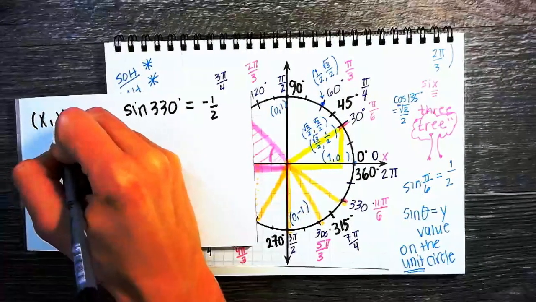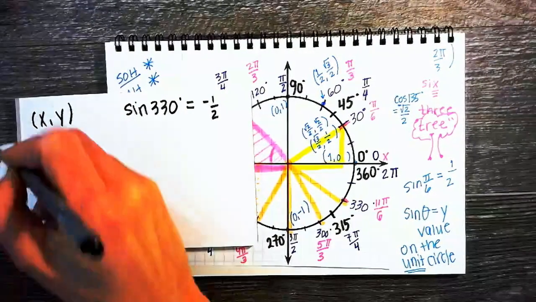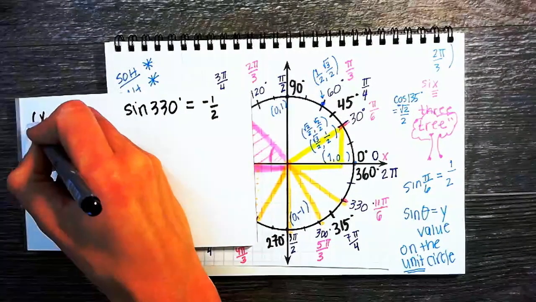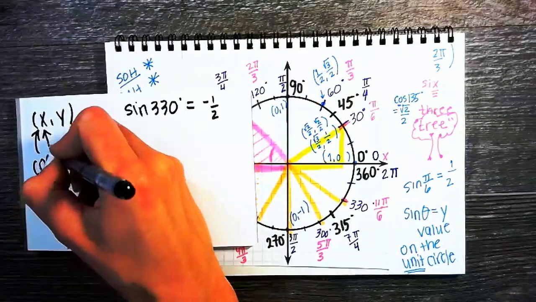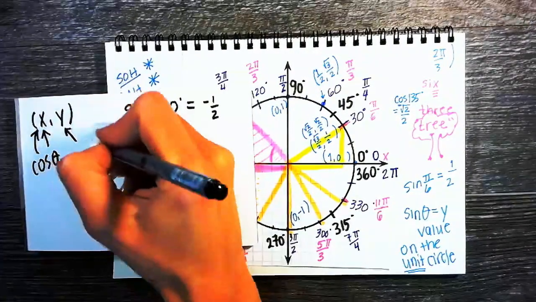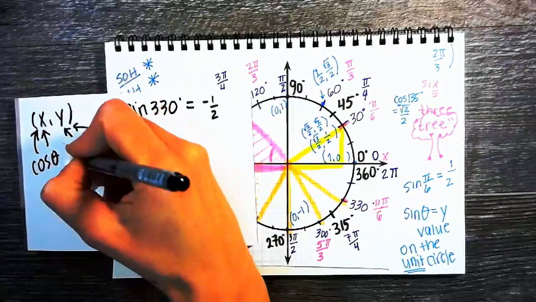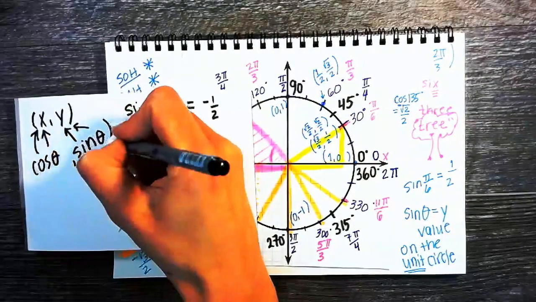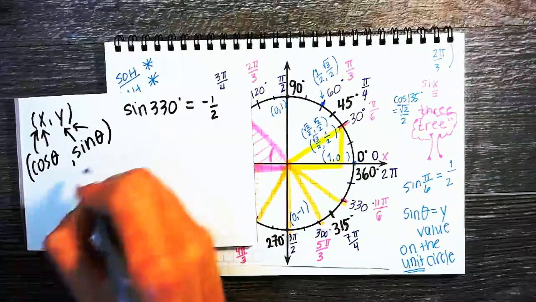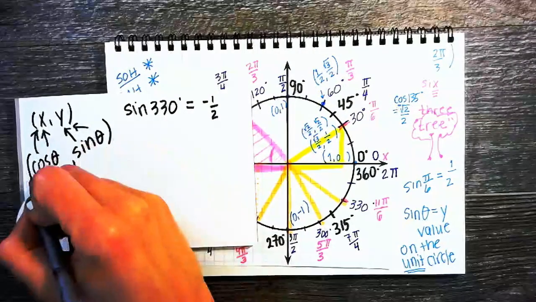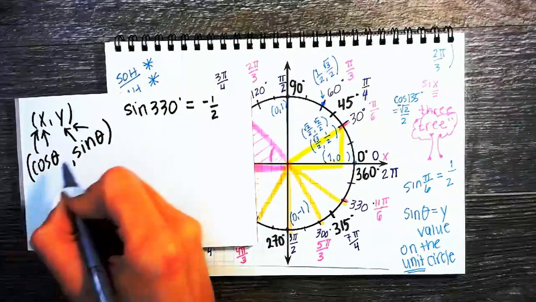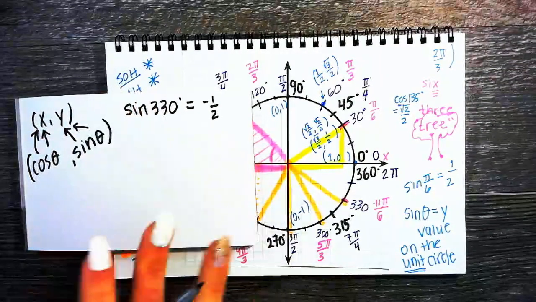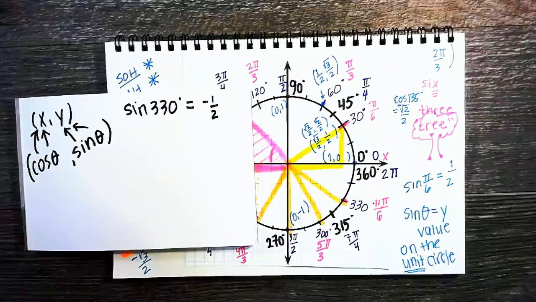X, y on the unit circle, the x value is cosine of your angle, and the y value is the sine of your angle. Big information here, okay? So alphabetical order: x, y, cosine, sine. Sine, y, assonance like in poetry where they kind of sound alike in the word.